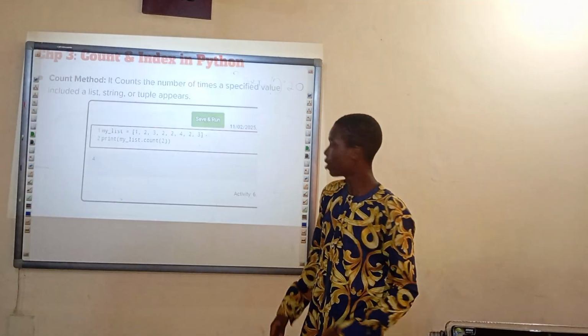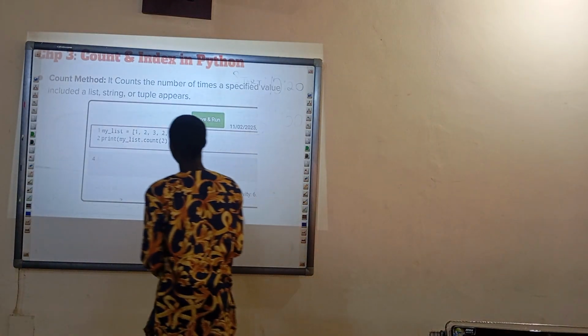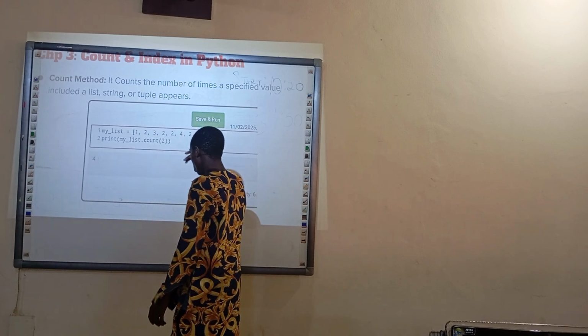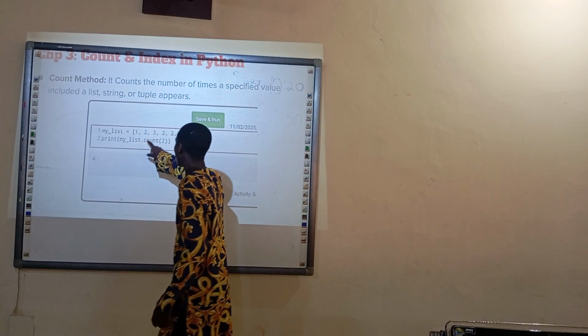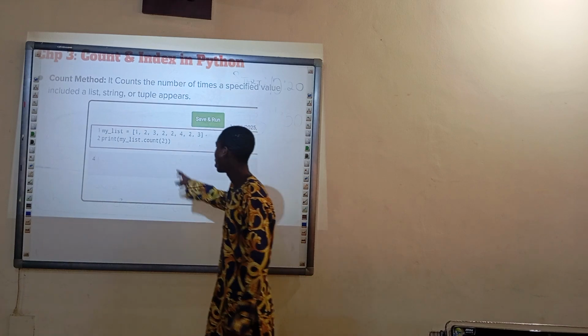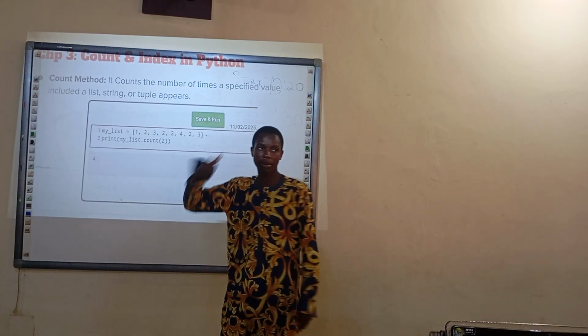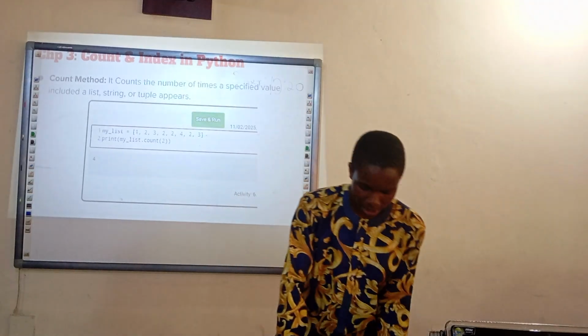So the count method. The count method in Python is used to count the number of times an item appears in a list, string or tuple. I use the count method to count how many 2s are in this list, and when I do that, I get 4 because 2 appears 4 times in this list. So we use the count method to determine that.